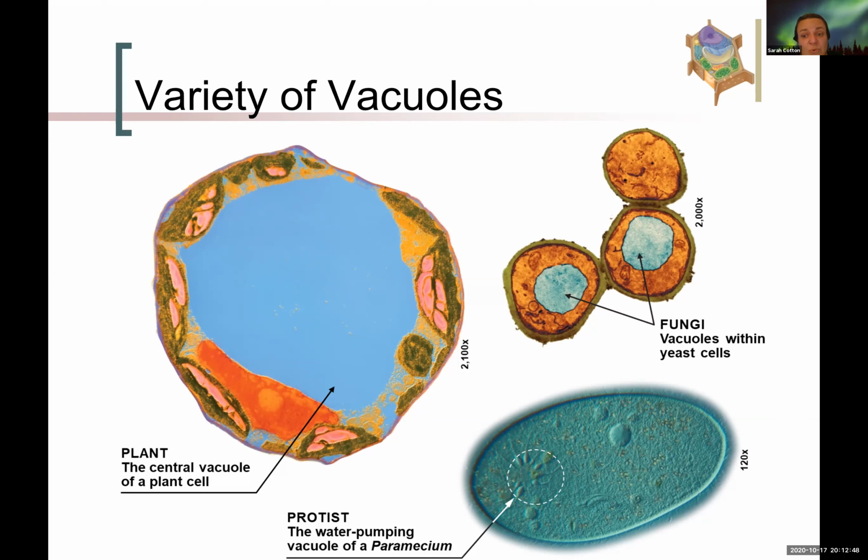Fungi can have vacuoles too. Certain protists like this little paramecium have these cool vacuoles that actually pump water out of the cell. They look like little starbursts. If you've seen them alive, they're real cool to look at under a microscope. Anyway, it's another type of internal membrane. I hope you're seeing a theme here, that most of these organelles are membranes inside of the cell.